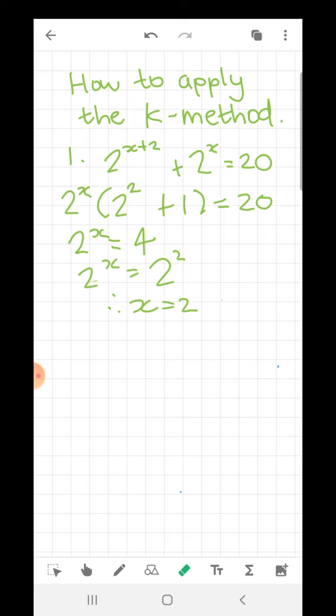Oh, and what is the K method? Sorry. The K method is where you substitute a common missing variable in your equation. So it's a missing variable that appears more than once in your equation. You substitute that with a letter, which is traditionally K because we're using the K method, to make your equation easier to work with. And at the very end, you get an answer for K and you substitute that missing variable back in the place of K.